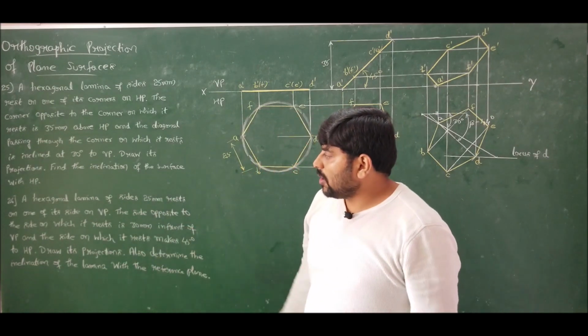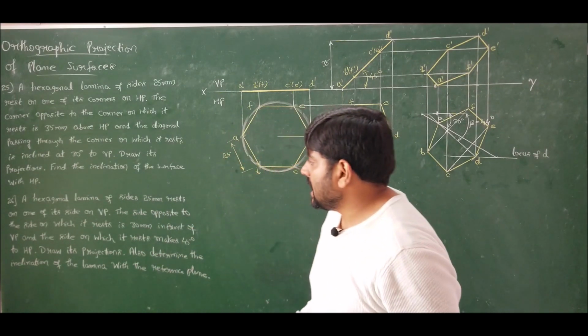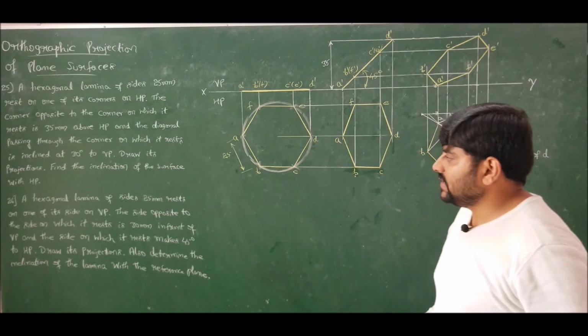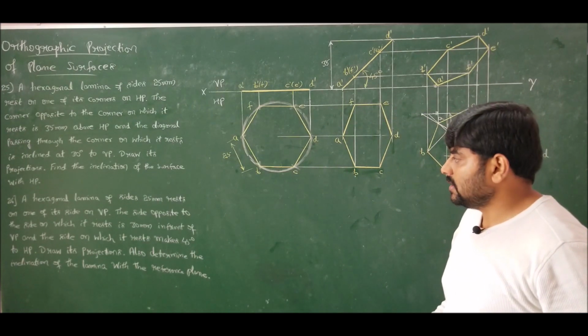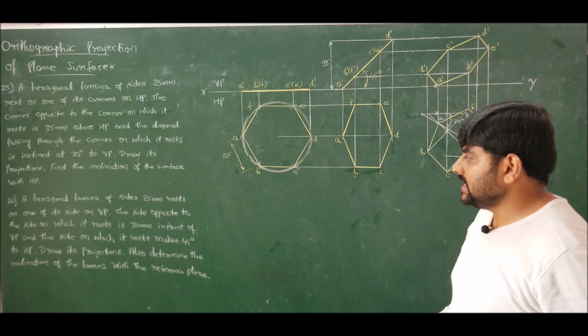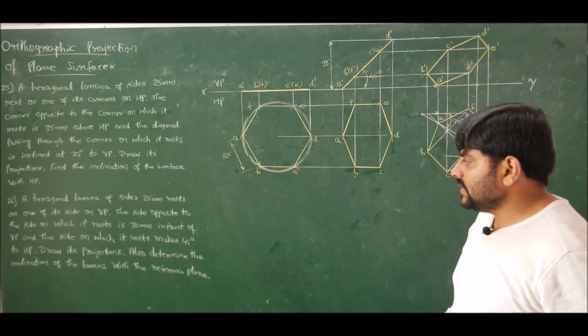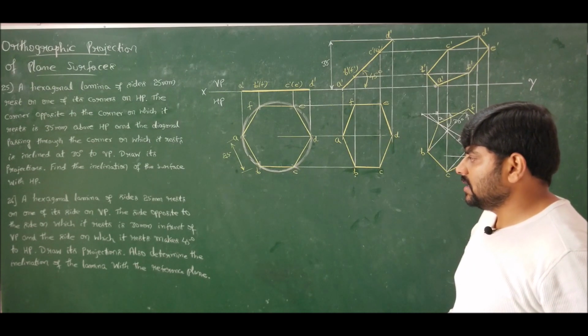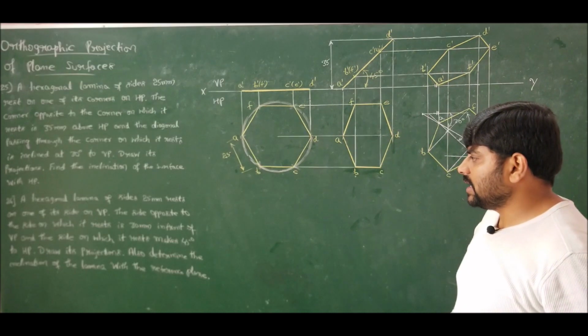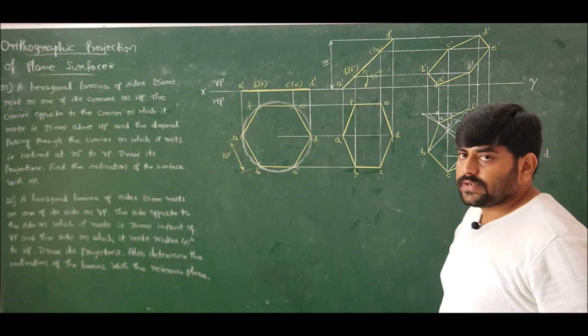Moving ahead, problem number 26 states that a hexagonal lamina of sides 25 mm rests on one of its sides on vertical plane. The side opposite to the side on which it rests is 30 mm in front of VP, and the side on which it rests makes 45 degrees to HP. Draw its projections. Also determine the inclination of the lamina with the reference plane.